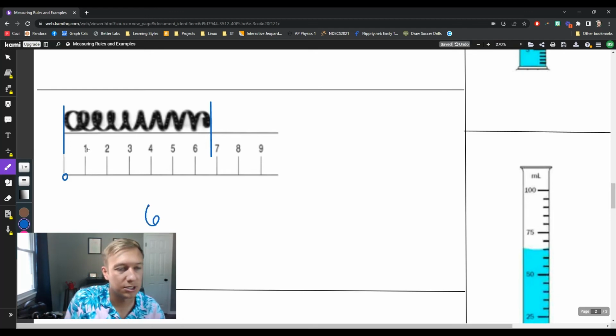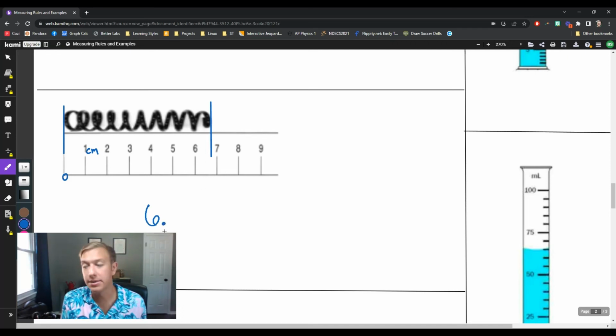Again, whatever this is. Let's change this one up. Let's say this is centimeters here. So I know for sure this is at least 6 centimeters. I know it's less than 7, but how much? Well, that's where now my guess digit comes in.